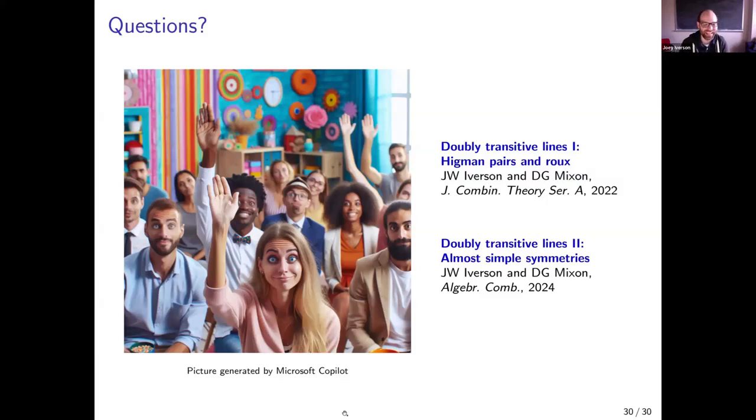Oh yeah, this picture: I asked Microsoft Copilot to give me a funny picture of people with questions. And this is how weird Microsoft Copilot's sense of humor is. I also think it's funny.